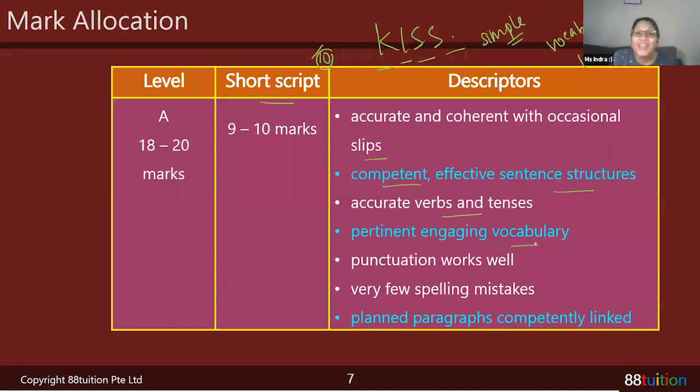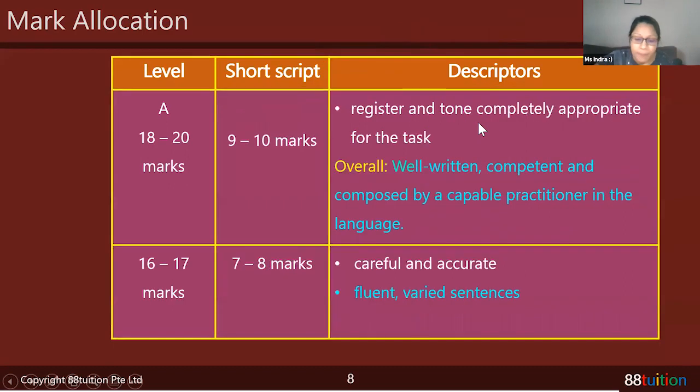Very pertinent, very engaging vocab that is on point, very accurately used. Make sure you have your punctuation, very few spelling mistakes, and proper structure and organization. Always take note that the tone of our situational writing needs to be accurate, because if it's a formal piece, we have to have a very formal tone.